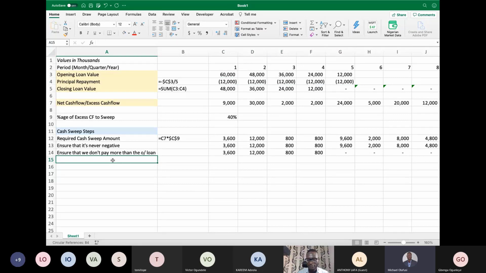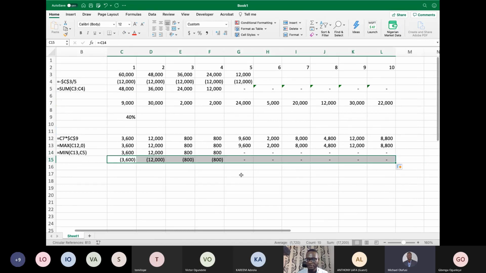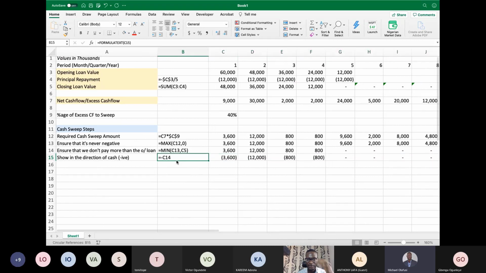So I'm going to make it show the cash sweep in the direction of cash, which means it's going to be a negative movement. By the way, let me drag all this so at least you will see what we've typed there so far. If I'm showing it in the direction of cash, it means I'm making it negative, so that we'll see that it is actually a drawdown on our cash. Okay, great. And this is it. So these are the steps.